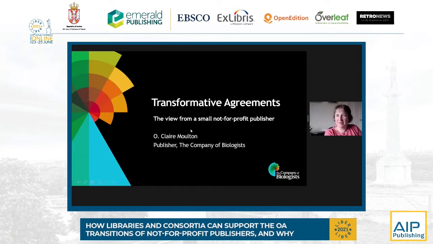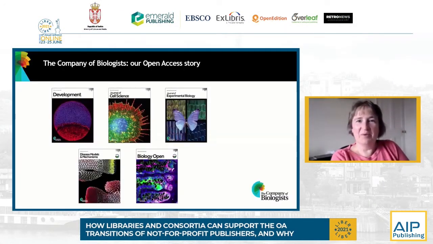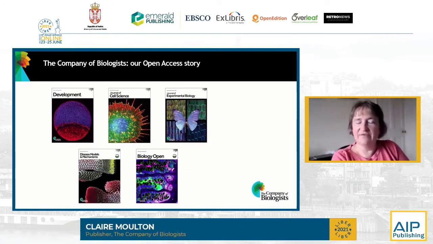Obviously, I'm going to be talking about transformative agreements from the point of view of a small not-for-profit publisher. This is our small portfolio. The 3 journals on the top are our hybrid, now transformative journals, and the 2 on the bottom are our fully gold OA journals. We've been offering open access options since 2004, and over the past few years, originally named the Smart Ops project, we've been working with librarians and funders on transparency as well as different models for transformative routes.